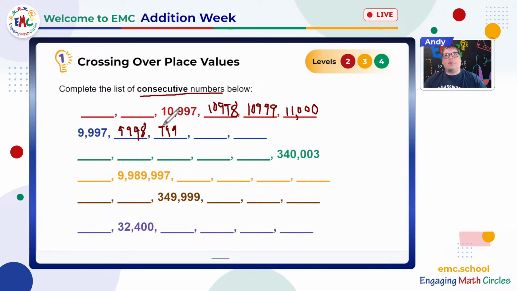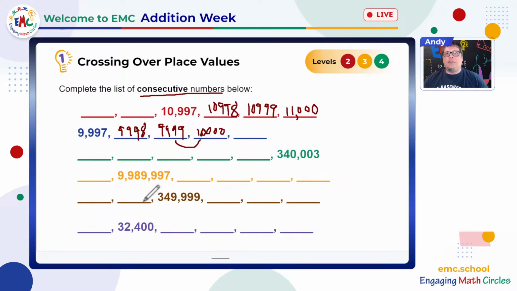I'm having trouble drawing 9s today. Okay. And then the rollover is going to happen. All the 9s turn into 0s. And I add 1 to there. 10,000. So this was where the rollover happens.